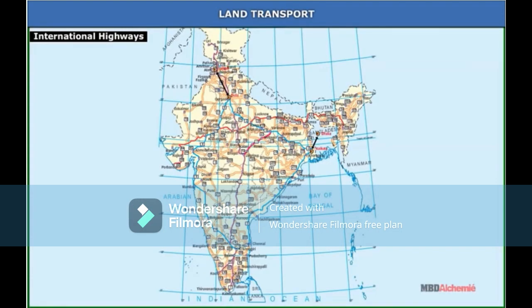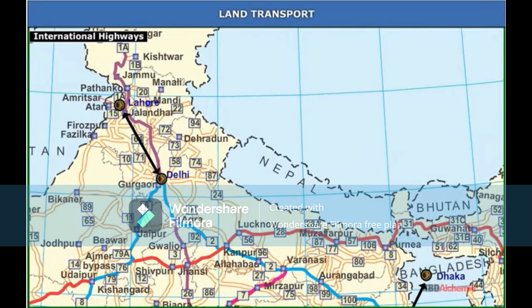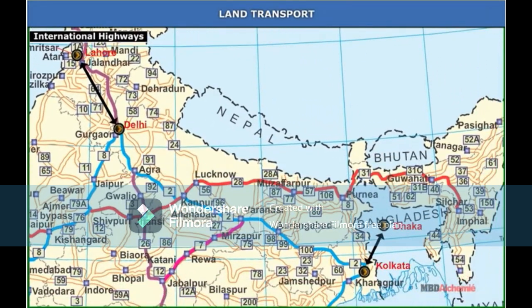Land transport. International highways. The international highways are the roads linking India with neighboring countries. The Delhi-Lahore bus service and Kolkata-Dhaka are some examples.